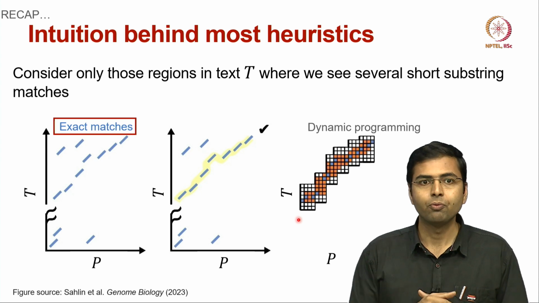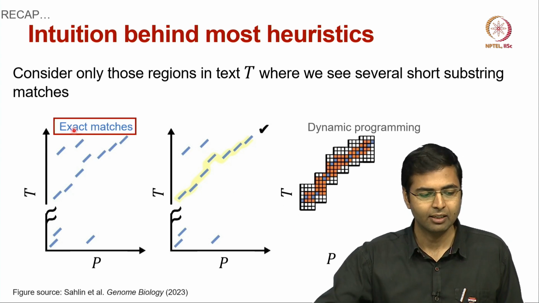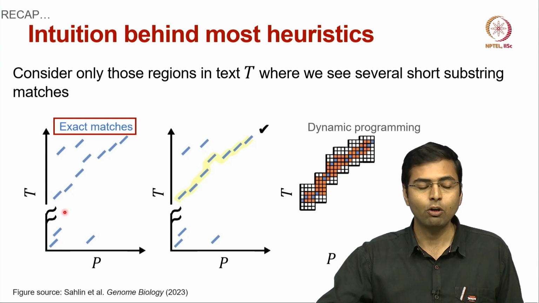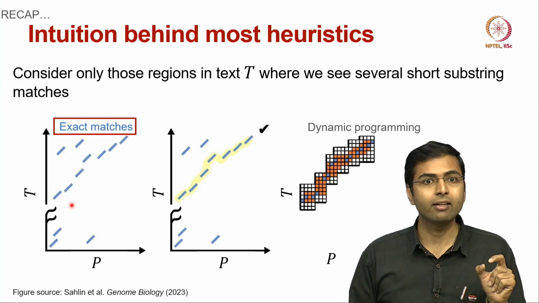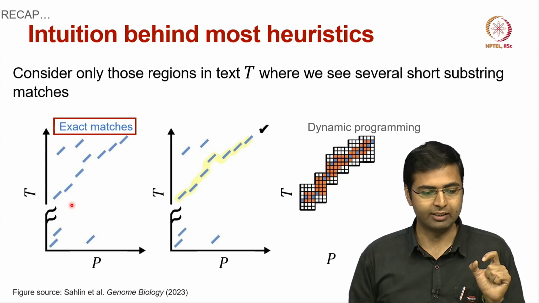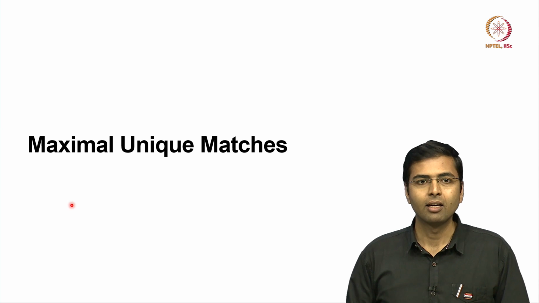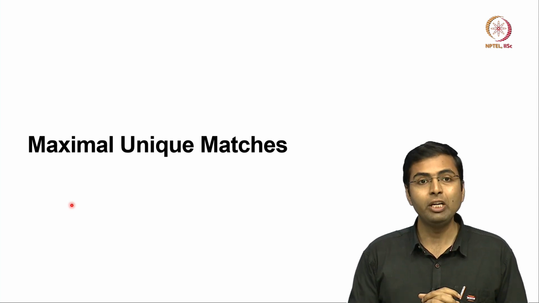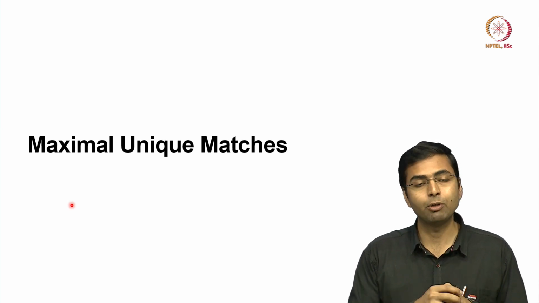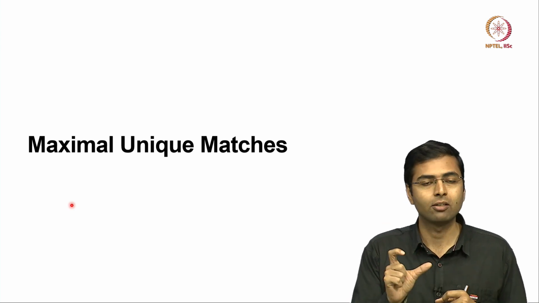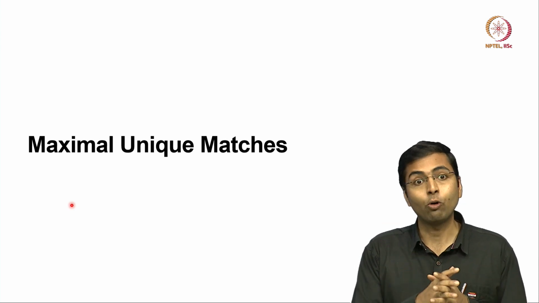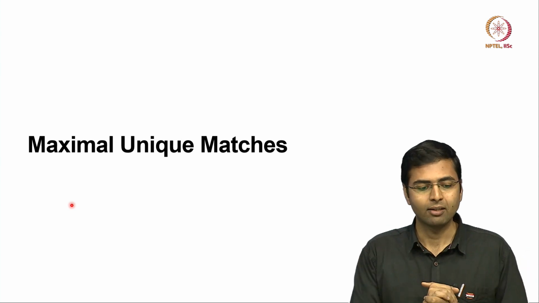So in the last lecture we discussed the minimizer technique for computing exact matches. We will continue our discussion of computing exact matches between text and pattern, and so we will look at another technique today, which is known as maximal unique matches. As I said, maximal unique matches differ from k-mer matches because they can be of variable length. So now there is no fixed length of a match, they are allowed to be of variable length.